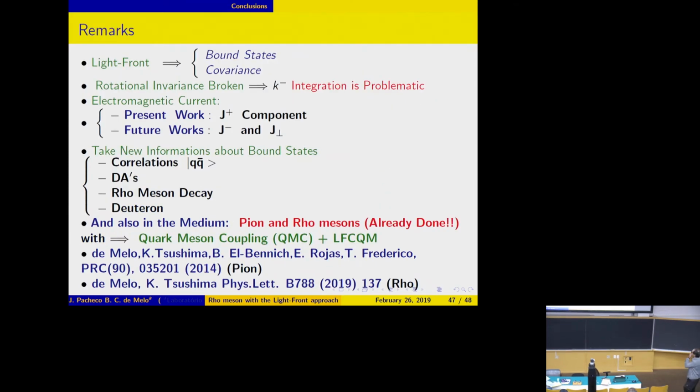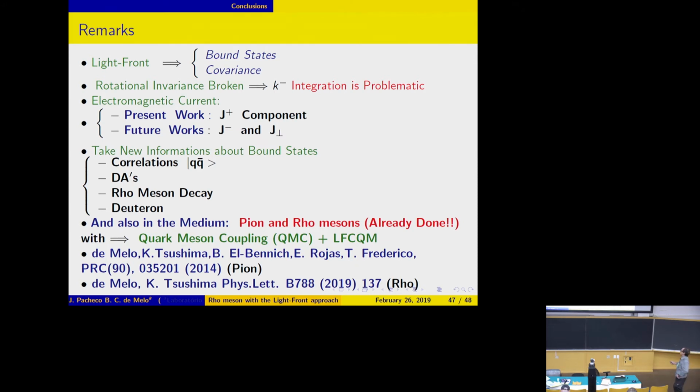Okay, that is my remarks. You can use light-front, no problem, but you need to take care about broken symmetries and the problematic minus integration integrals. Also solve integral equations or just integrate. But in the present work, I calculate only J plus, but I work with minus components and perp components. Then with the light-front, you can take information about the quark-antiquark correlation. The distribution amplitude, I have already calculated with my colleague Kazuo and Tiaka Ahmed for the Pion and the Kaon in the medium and the vacuum.